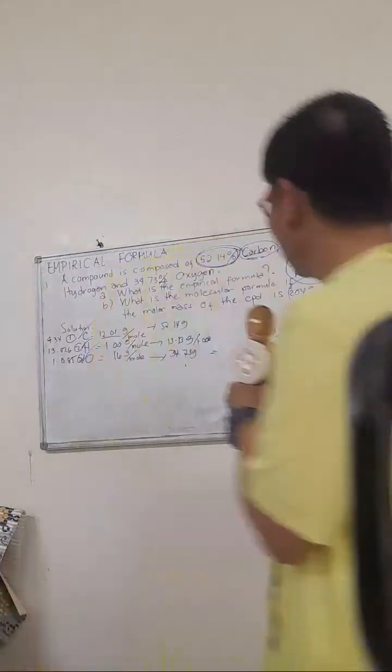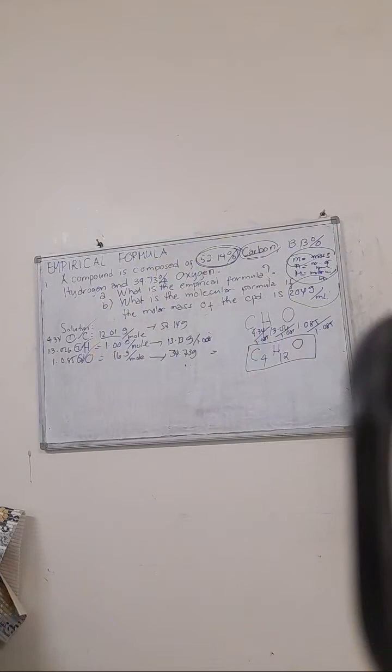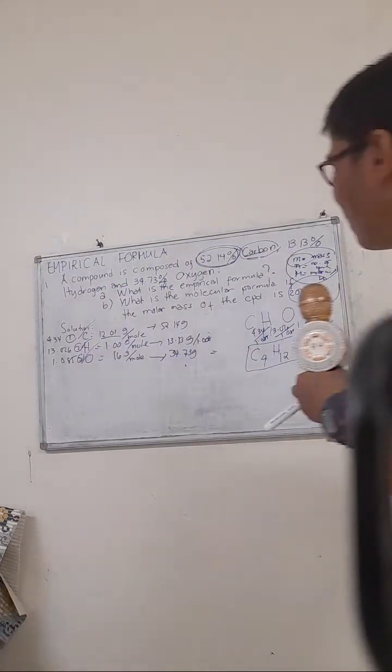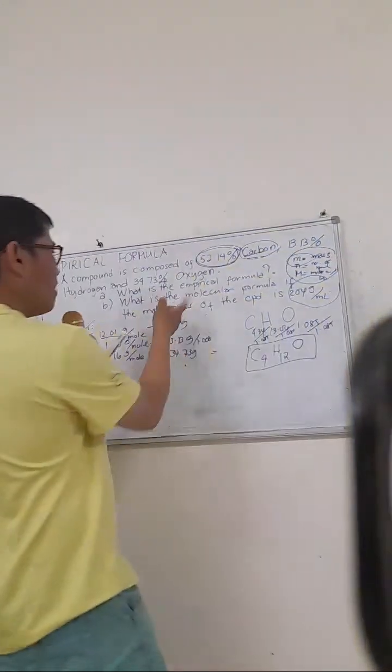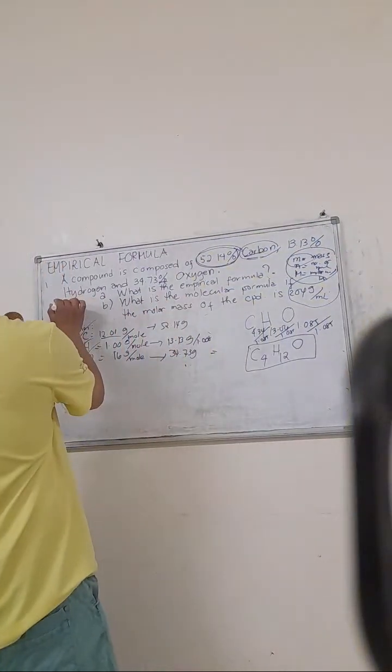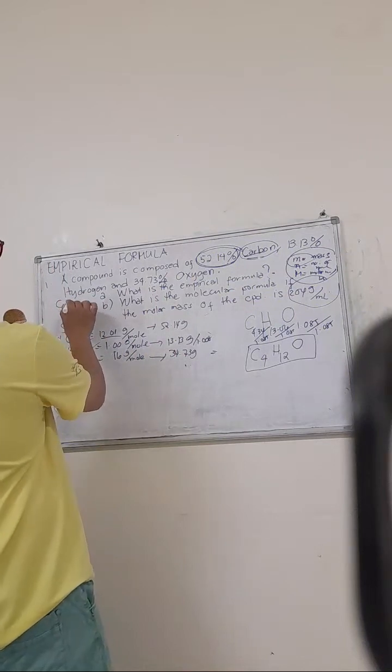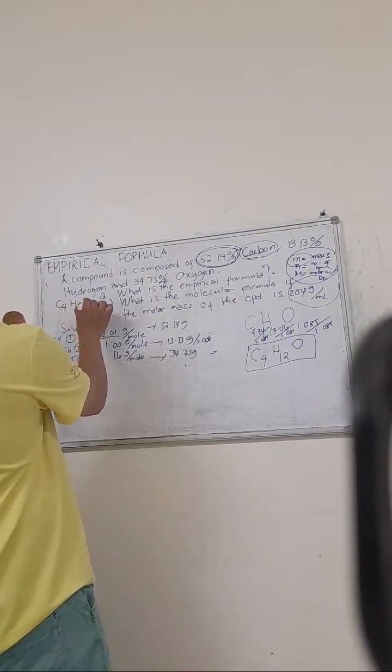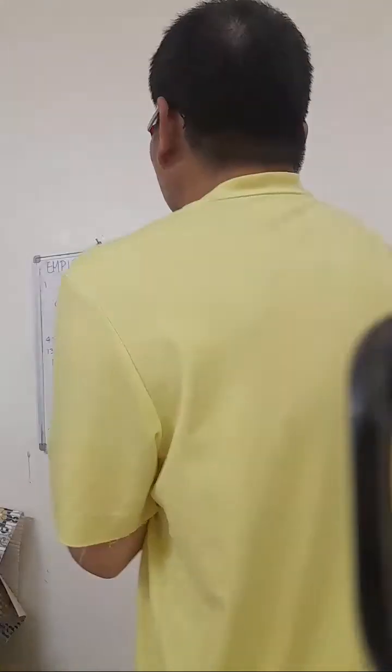Unless there's also 36 here, you can simplify further, but it's only 1. Okay, got the point? So it's going to be C4H12O, the answer for our empirical formula. What is the empirical formula? C4H12O, like that.